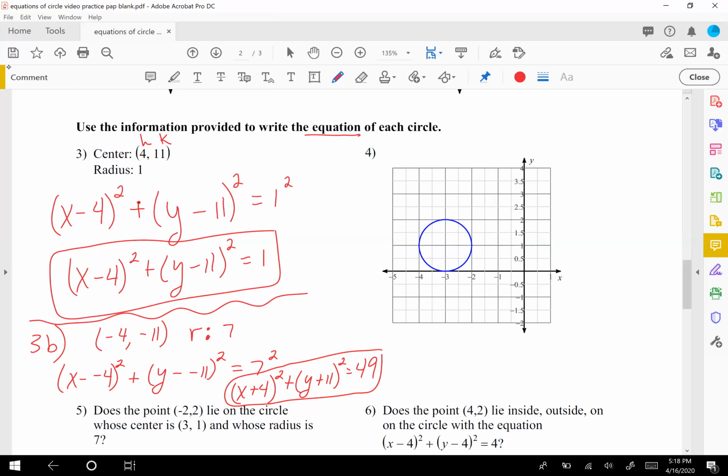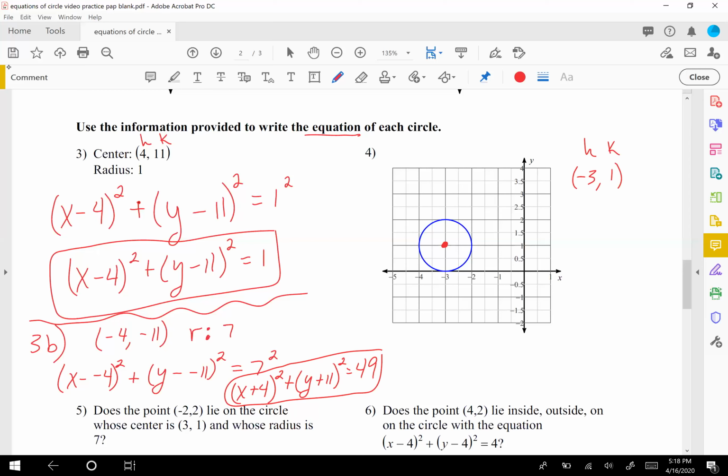Next thing here, number 4, it says find the equation. So first thing, find the center of your circle. It's right here. And we will get that our center is at -3 in the X direction, and then 1 in the Y direction. So -3 is H, and 1 is K.